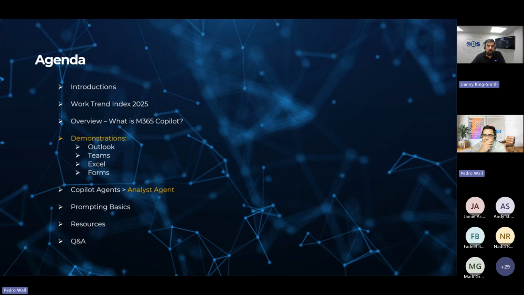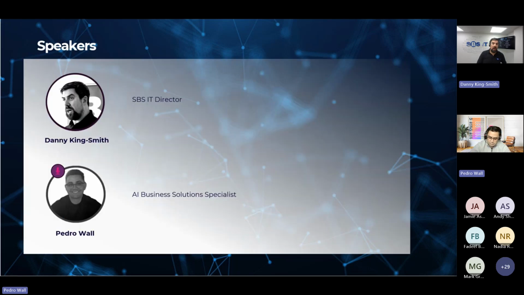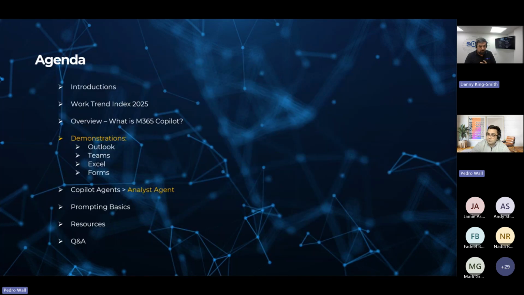So we're going to do some brief introductions: myself, our guest speaker today, a bit about SBS, and then we're going to go into the Work Trends Index, which Pedro will go into more detail on. What is Copilot, a brief overview of that, and then some in-depth demonstrations around the Microsoft suite. As you can see there, we're going to cover Outlook, Teams, Excel, and Forms. And also an agent piece, which is a new piece that came in this year to complement Copilot.